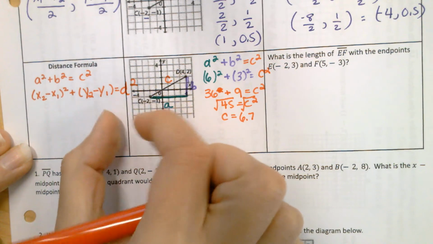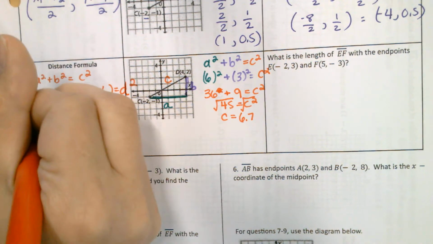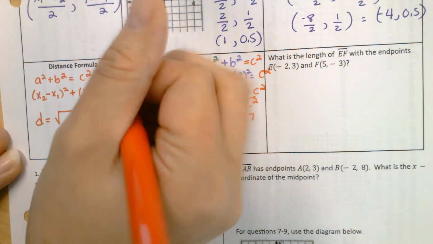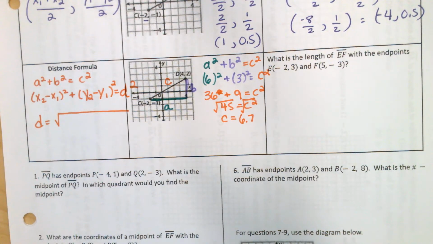And I'm going to do that, but I'm going to reverse it. So d is equal to the square root of this hot mess. Oops, I forgot a square. Oh, thank you. Yes.